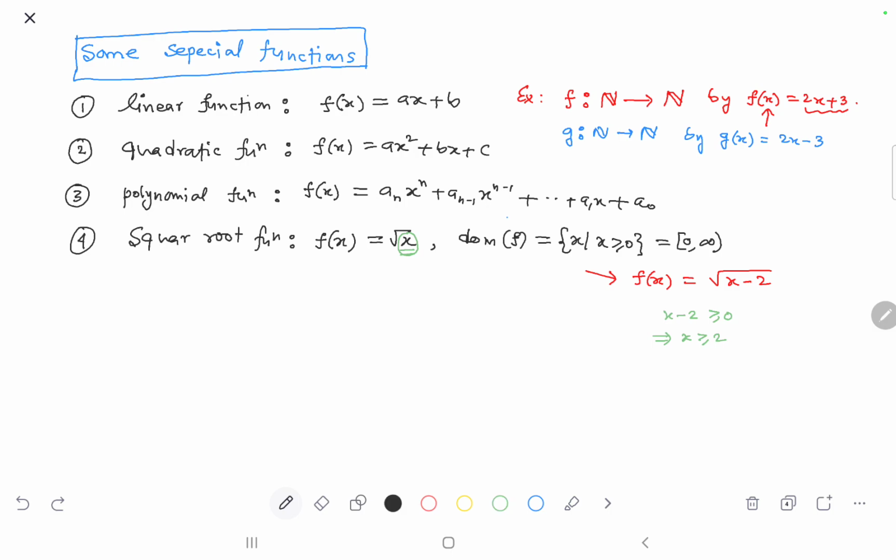Right. So now let me tell you the next function, that is the logarithm function. So how is the logarithm function defined? f(x) equal to log, sometimes we take log of base 10, I mean log of some base a. The domain of f will be all positive numbers. So whenever you have a logarithm function, the domain will be all positive numbers.